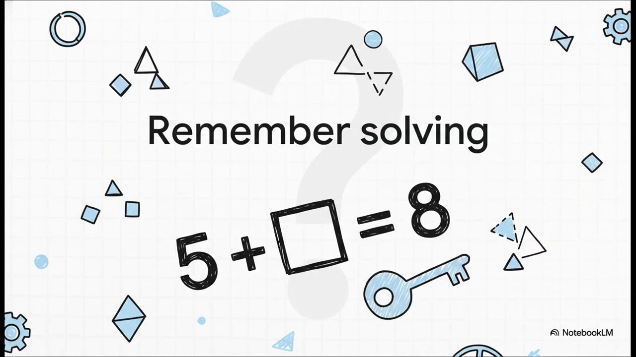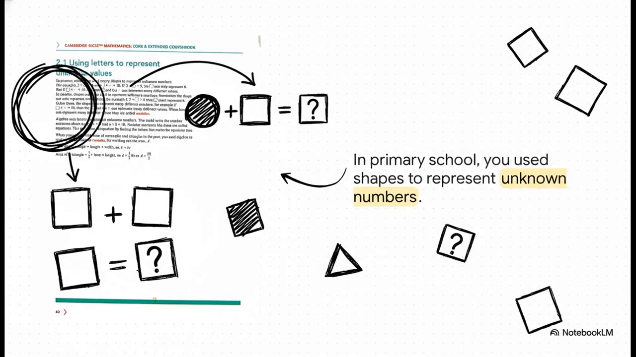So, remember solving puzzles like this back in school? I bet this looks super familiar. It's probably one of the first real math puzzles any of us ever tackled. But here's the crazy part. What if I told you that this little empty box, yeah, that box, is the secret key to understanding all of algebra?